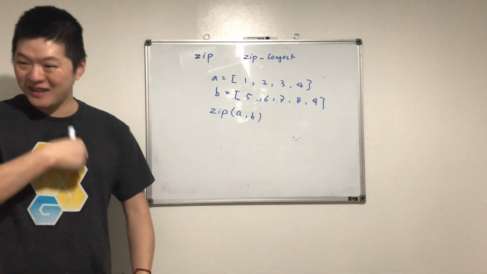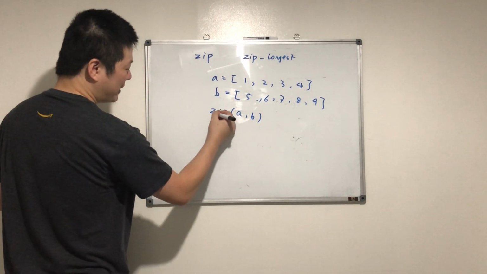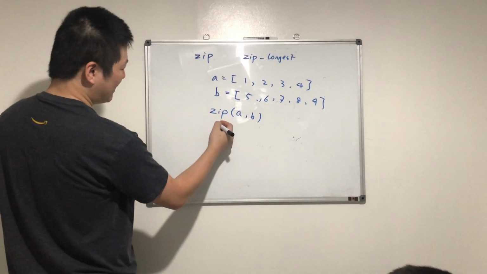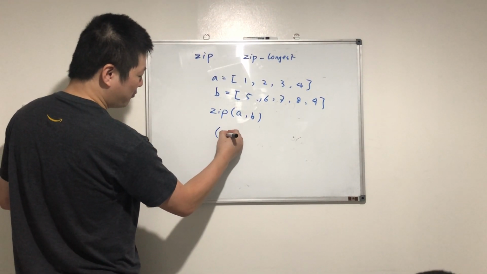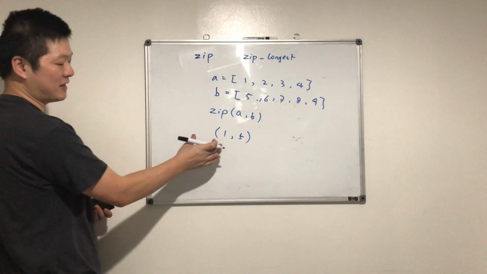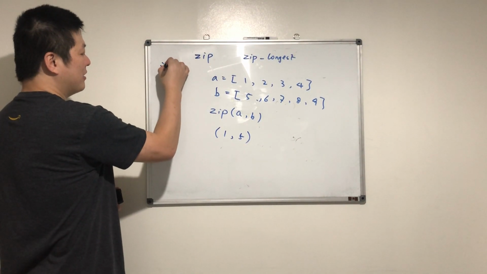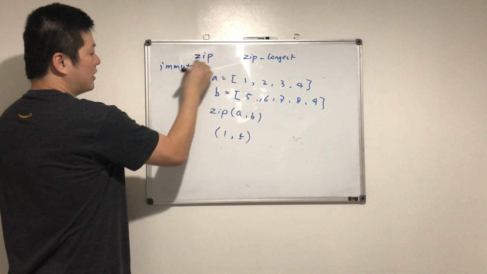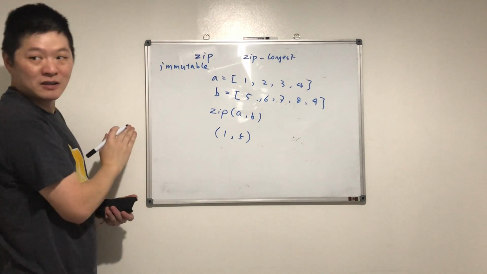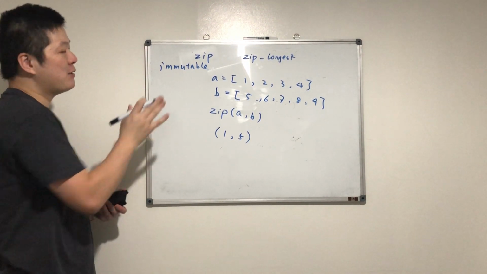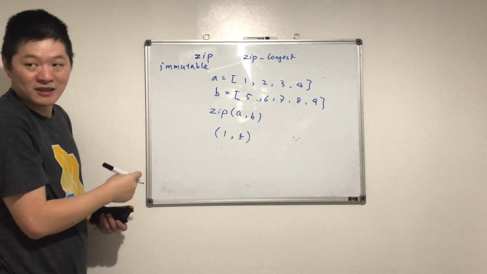So zip returns a generator, which I will mention later, but eventually it will become like that: 1, 5. This is a tuple. It's like a list, but it's immutable. You know what this means? Mutable means you can change it. Immutable means you can't change it.